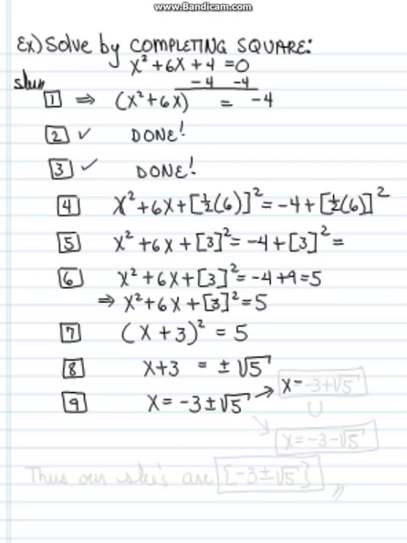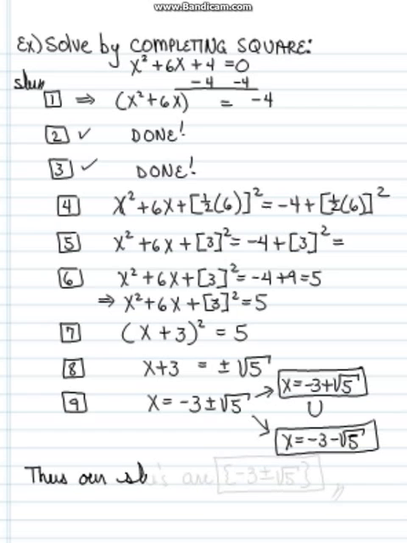Now, you could bust this apart to x equals negative 3 plus the square root of 5, union together with x equals negative 3 minus the square root of 5. But honestly, we were not able to simplify this any further by busting it apart, so I would not have even bothered to do this step. I would have just written my answer. Thus, our solutions are set bracket negative 3 plus or minus the square root of 5.